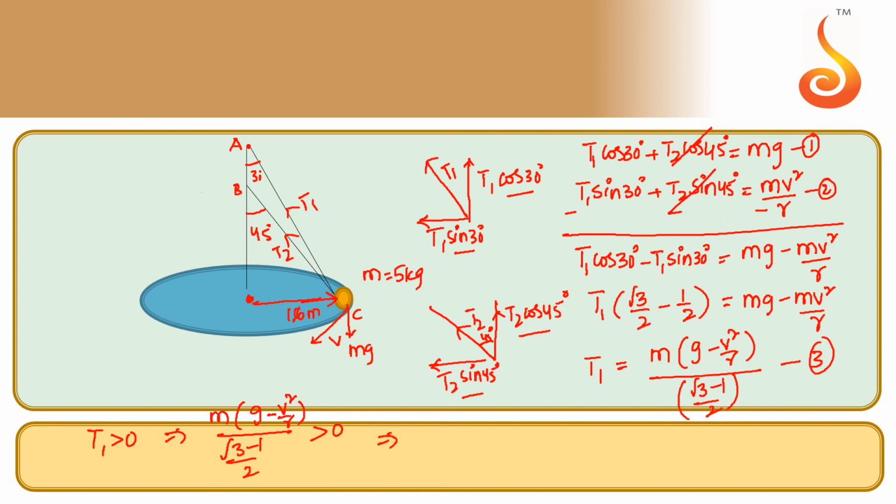By solving, what we get is g minus v square by r should be greater than 0. Therefore v should be greater than root g r. So v is greater than root of g is 10 into r is 1.6, which should be v greater than 4 meter per second. At least the velocity of the mass which revolves in the circle should be greater than 4 meter per second.